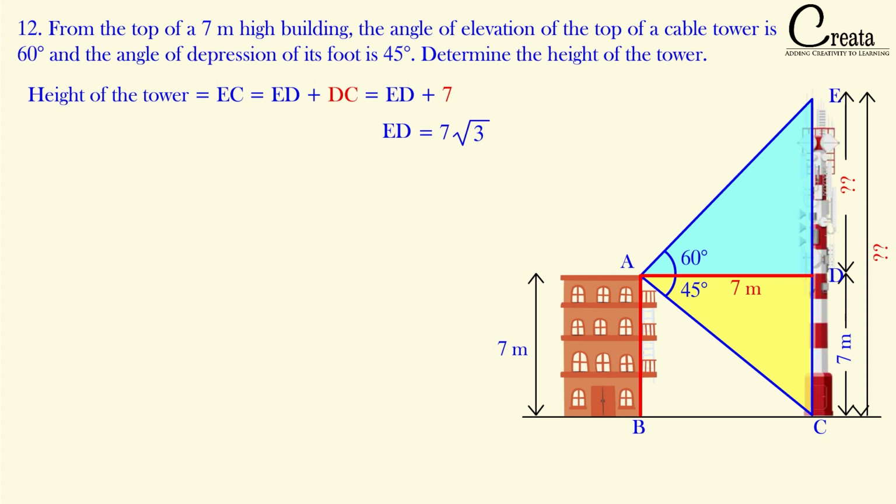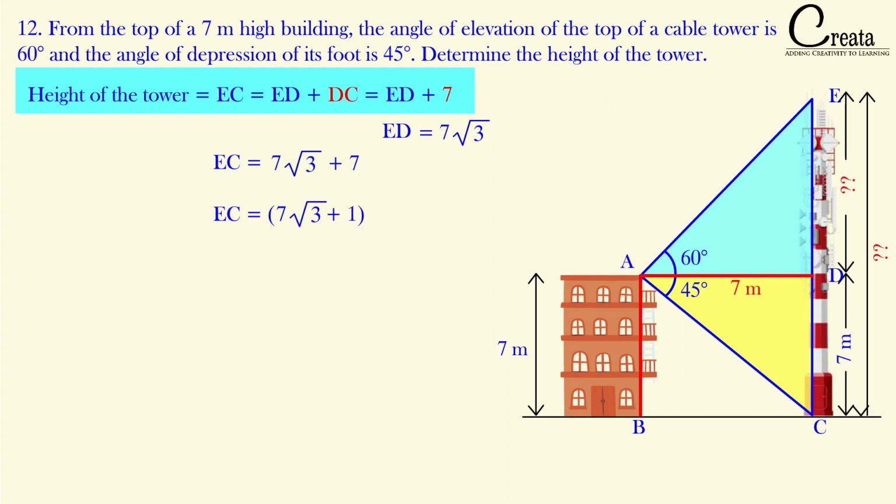So let's find the complete height of the tower EC, which is equal to ED plus DC. ED we have calculated as 7 root 3 and DC we know is 7 meters. So we got the complete height of the tower as 7 root 3 plus 7, which is 7 into root 3 plus 1 meters. That is the answer of the question.